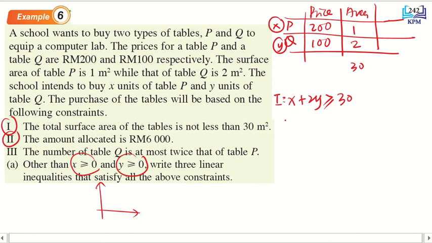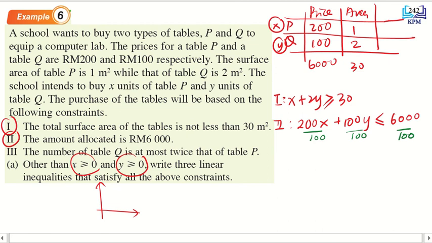Then the second one: the amount allocated is 6,000. The money, so how much? Table P is 200, so the number of P is 200x plus 100y, total is 6,000. Can it be more than that or not? Not enough money, cannot. You must be less than or equal regarding the money. After this you can simplify, divide by 100. So you get 2x plus y less than or equal to 60. Okay, second constraint.